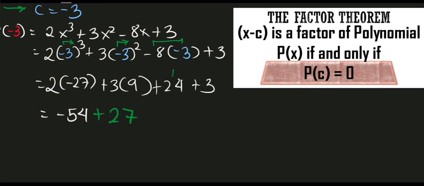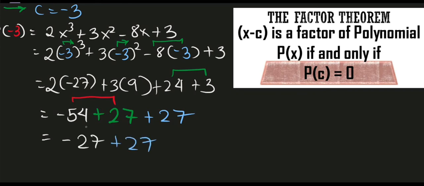Next is 24 plus 3 is 27. So, plus 27. So, simplify natin yun. It will give us negative 54 plus 27. Okay? So, again, a negative number, 54 plus 27. So, the answer is negative 27. We have negative 27 and then copy the remaining 27.